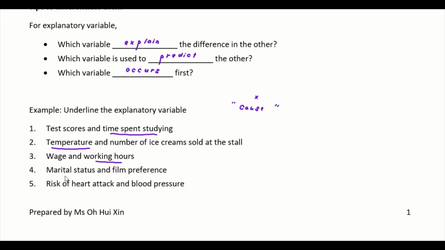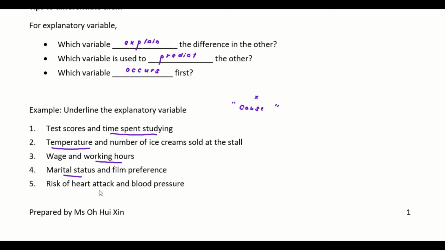So in this case, we want to see whether there's a relationship between these two. When we compare, for single, for married and so on, is there any difference in their preference in film, right? So the explanatory variable, which is the marital status here, is it going to affect their preference or not? So that's the idea.